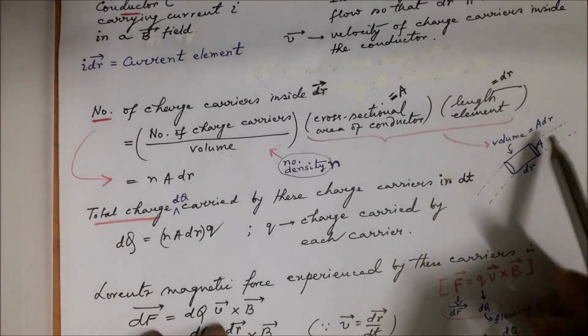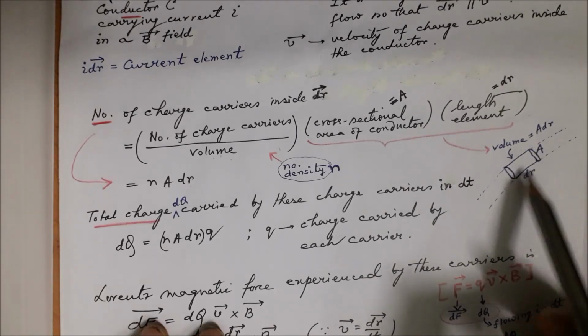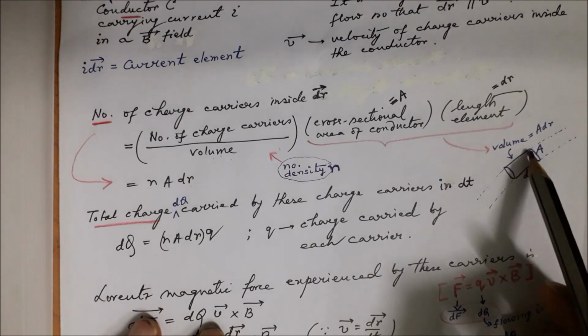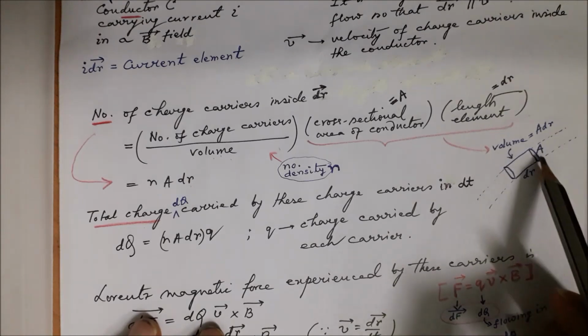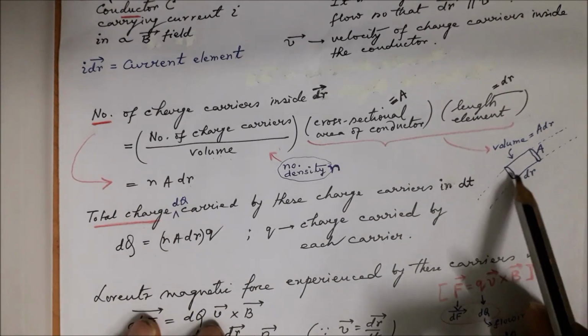So this is the picture redrawn. This is the volume A dr, this is the area of cross section, this is the length element dr, and in it how many charge carriers are there? There are n A dr number of charge carriers.